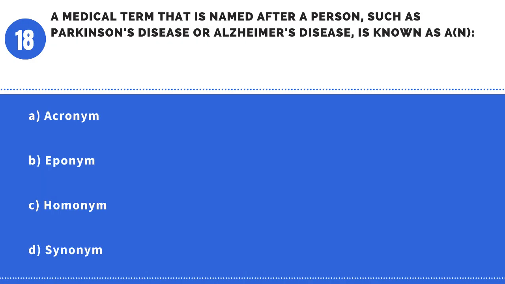Question 18. A medical term that is named after a person, such as Parkinson's disease or Alzheimer's disease, is known as an A. Acronym. B. Eponym. C. Homonym. D. Synonym.